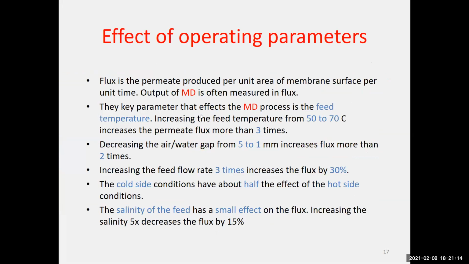I think I used to have a figure that shows the active layer and the support layer. The active layer is extremely thin compared to the support layer. The flux is an expression that we use to express how many kilograms or liters have passed per meter square. The output of the membrane distillation is usually measured in flux.